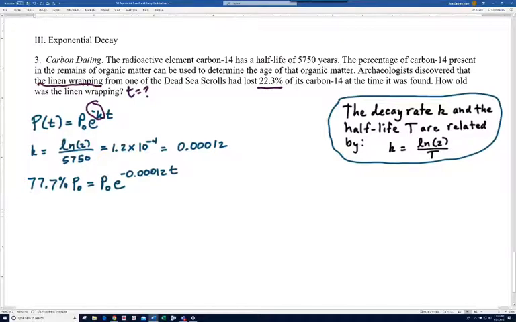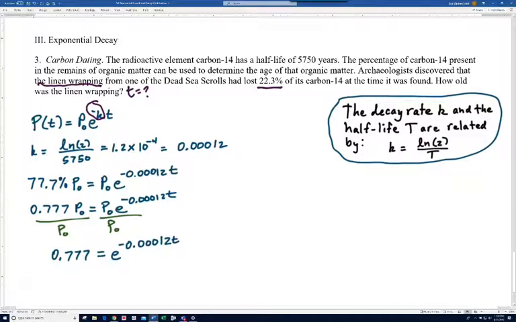Now it seems kind of strange. We don't know what P naught is, but it actually doesn't matter. It was just the amount of carbon-14 that was originally in the linen wrapping. But here's the thing. When we divide both sides, well, first of all, I'm going to go ahead and change 77.7% to decimal form. And then let's go ahead and divide each side by P naught. And so we get 0.777 is equal to e to the negative 0.00012 t power.